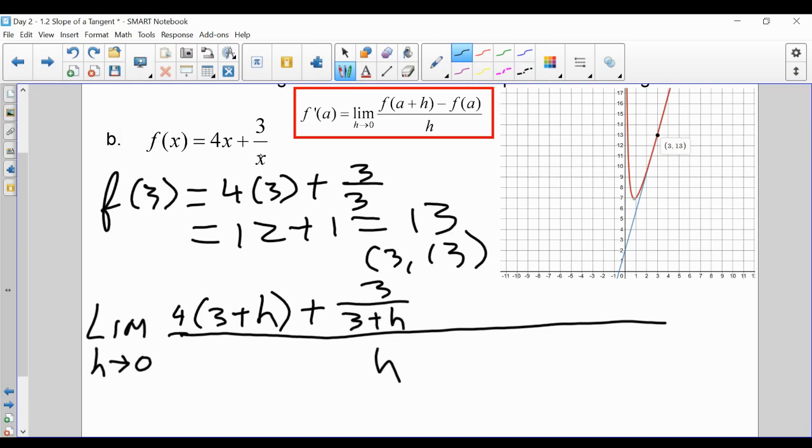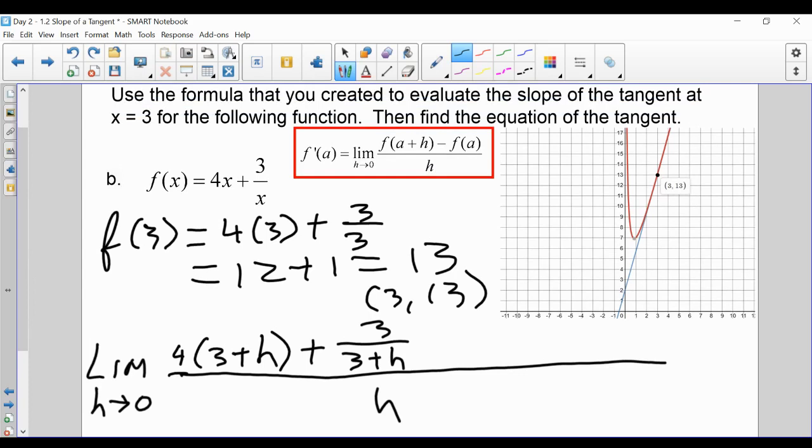Again, anywhere I see an x, I'm going to put the 3 plus h. Remember, it's trying to get the value when x is 3. So we're putting in 3 plus some very small number, and we're calling that variable h. And then we're going to subtract 13, because that's the y value. That's what happens when you plug a into the function. This a here is 3. So putting 3 into this function gives us 13. So we're going to subtract that 13. That's what this formula is telling us to do.